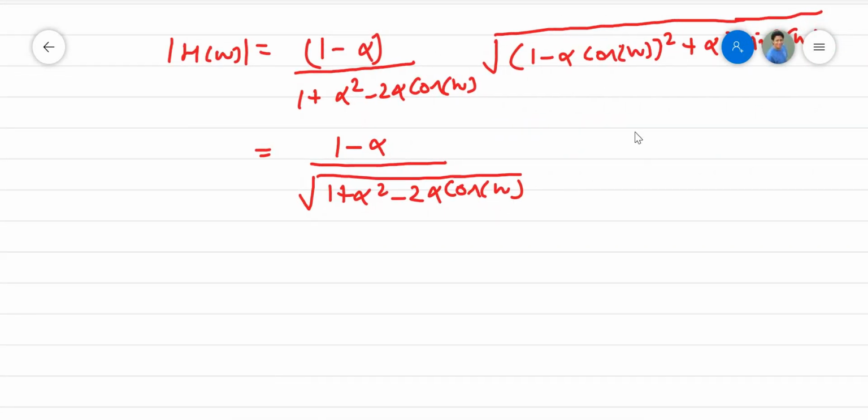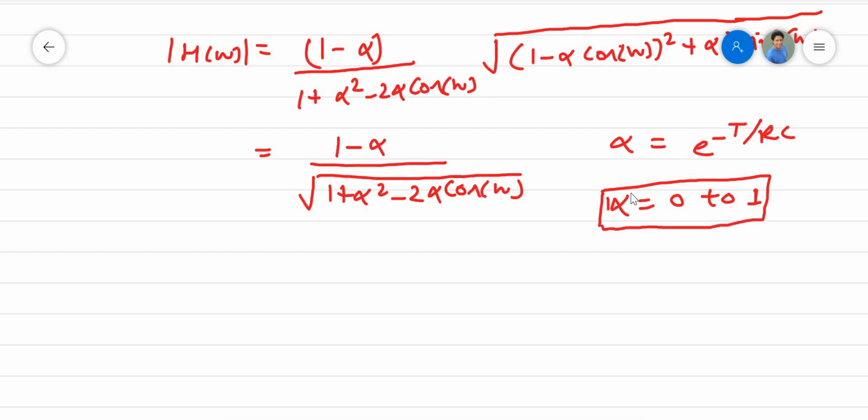And we know alpha is equal to e to the power minus T by RC. So one can see the magnitude of the filter can be tweaked by varying the value of alpha. If we vary the value of alpha, we can tweak the magnitude of the filter. That is a very important property. That means our magnitude of the filter is dependent upon alpha, and alpha can have a value from 0 to 1. Alpha cannot have a value higher than that, so mod alpha should have a value from 0 to 1. So it should involve the unit circle within it.